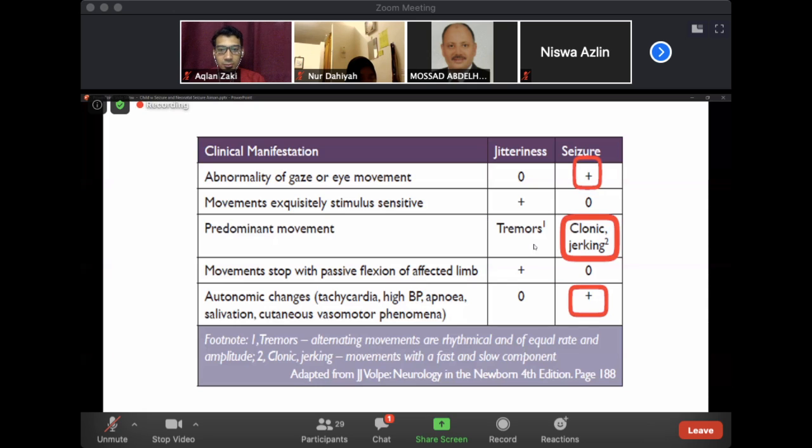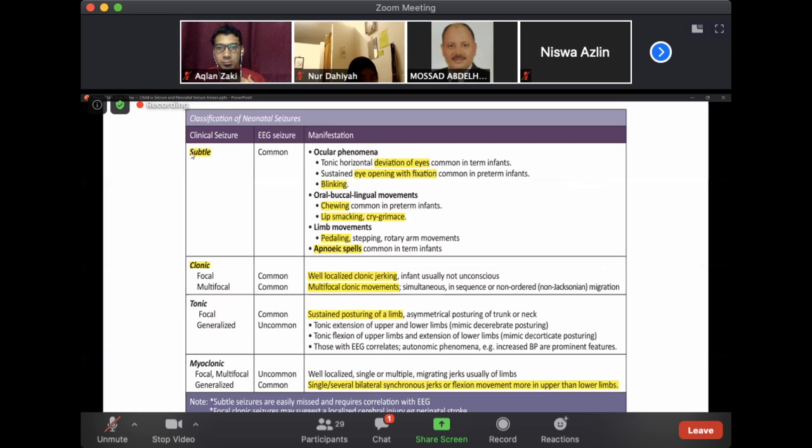For jitteriness, the abnormal movement can be stopped with passive flexion of the affected limb. Last but not least, there are autonomic changes in seizure, which do not occur in jitteriness. So these are the types of neonatal seizure: subtle, clonic, tonic, and myoclonic.